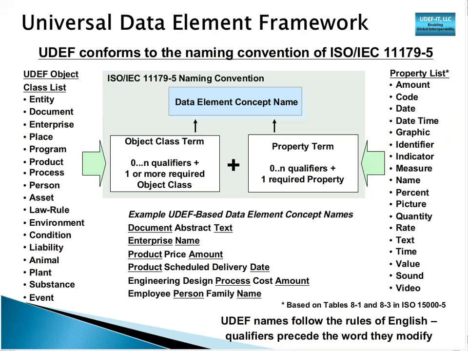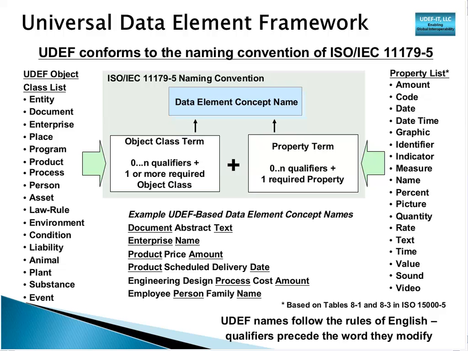So let's get into the UDEF itself. I indicated it conforms to 11179-5, and in the center of this diagram you'll see the naming convention itself. It says that you should have an object class term with zero or more qualifiers and a property term with zero or more qualifiers, and both lists should be controlled lists. The list of property terms shown on the right, amount, for instance, is always monetary. That list comes directly from United Nations UN/CEFACT, which then became ISO standard 15000-5.